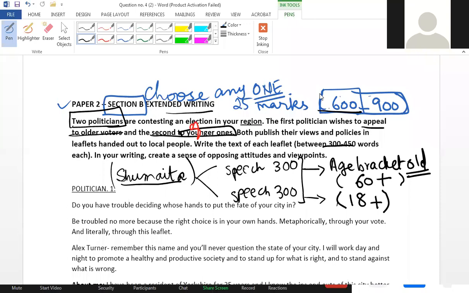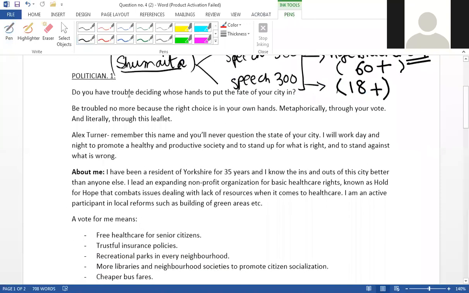Let's have a quick look at the response. The speech. Okay. Politician 1. Do you have trouble deciding whose hands to put the fate of your city in? Be trouble no more, because the right choice is in your own hands. Metaphorically, through your vote, and literally through this leaflet, because you're delivering a speech and you are distributing a lot of leaflets. So it's going to be a bit more engaging to show them through this leaflet. Alex Turner. Remember this name, and you'll never question the state of your city.